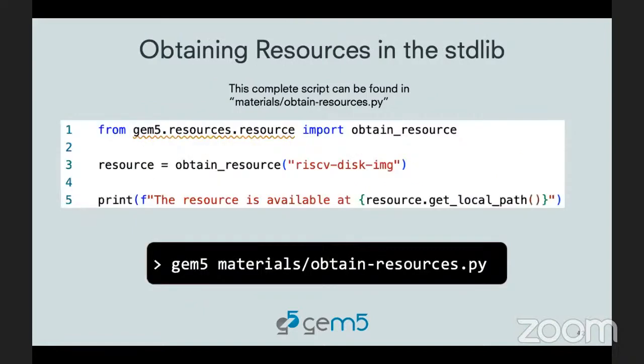To go back to something you can actually do, I've already coded this up for you, but you can try it yourself. I have not tried to run this before the tutorial, probably should have, but I think this should work. So all we're doing here is importing the obtain resource function. You can just open this up. This is already written for you in the directory. It's just obtain_resources.py. Three lines, and you can run it with this gem5 materials obtain resources.